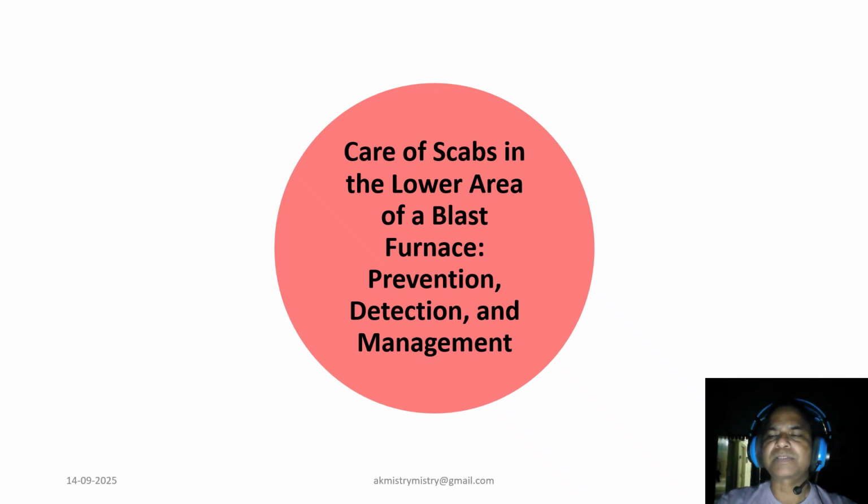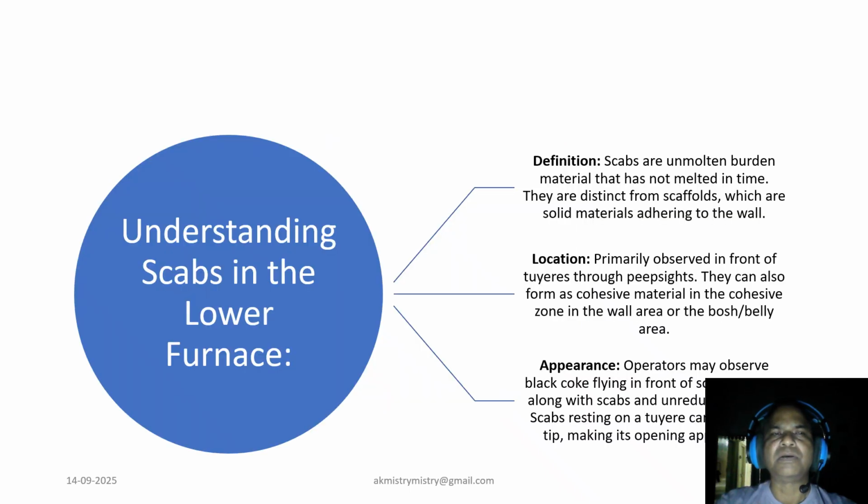Coming to our next slide, which is about understanding a scab with respect to location and detection. First, let us define scab. They are unmolten body material that fail to melt in time. They typically form in critical lower furnace area, especially in front of tuyeres.